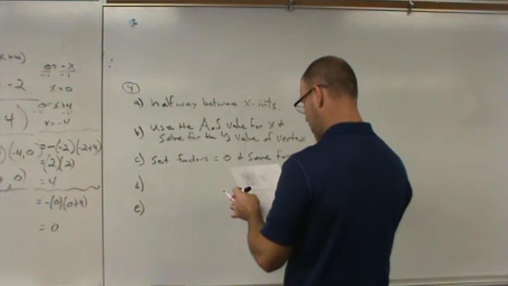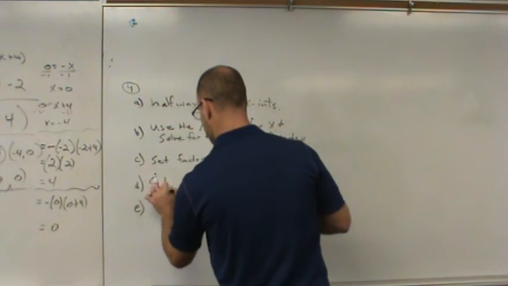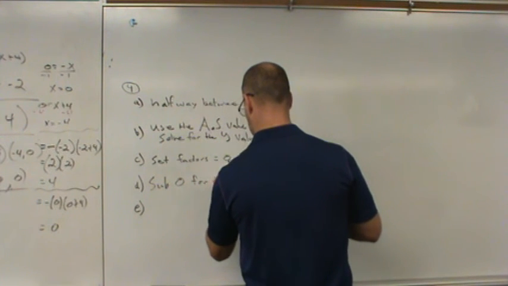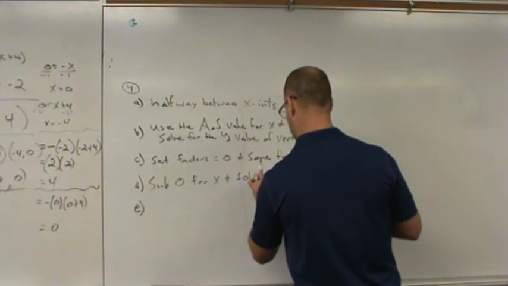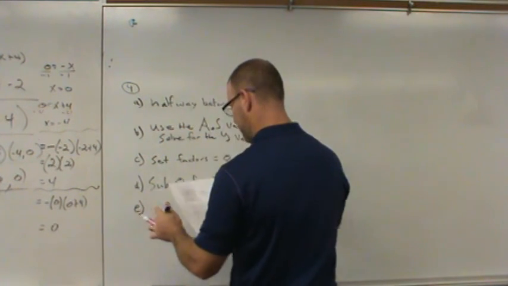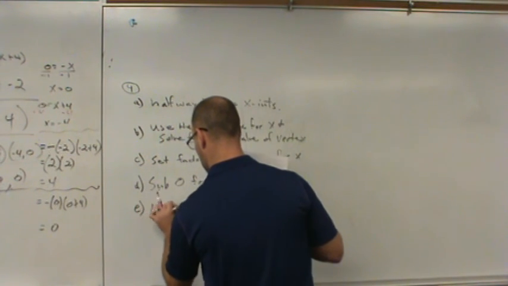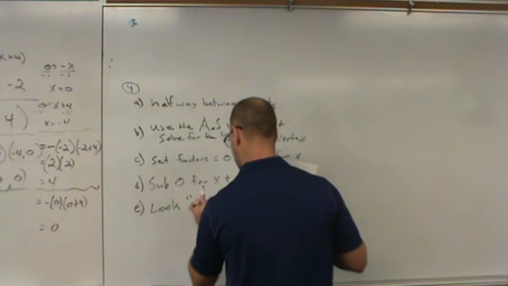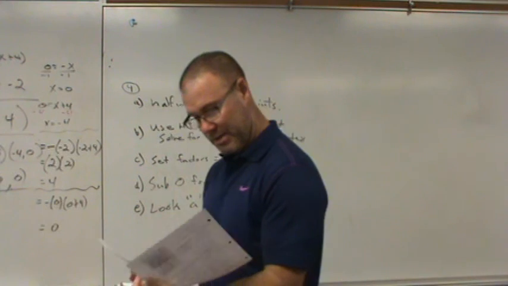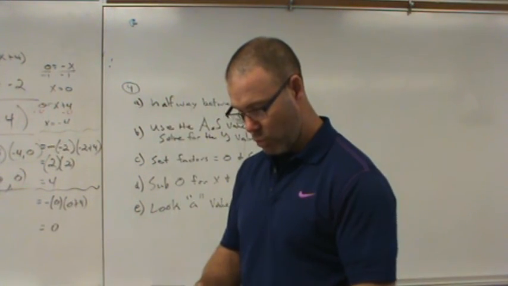D, find the y-intercept. You substitute 0 for x and solve for y. And how do you find the vertical stretch? You look at the a value. All right, so that kind of sums up what we're looking at.